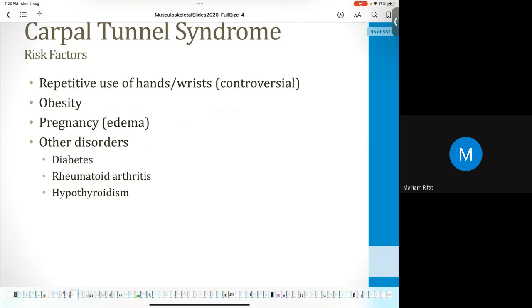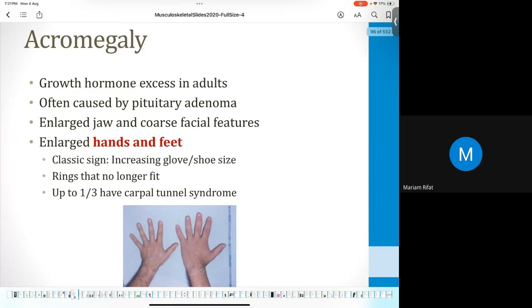It can be due to obesity, we know that. Repetitive hand movement, although that's controversial. It can be due to pregnancy, if we have edema and, due to edema, compression of the median nerve. In diabetes, hypothyroidism, rheumatoid arthritis, and inflammatory conditions can lead to impingement of the median nerve in the carpal tunnel, giving you carpal tunnel syndrome. Acromegaly itself: we discussed that acromegaly involves a lot of growth hormone release. It can thicken your bones and again lead to impingement of this nerve here.